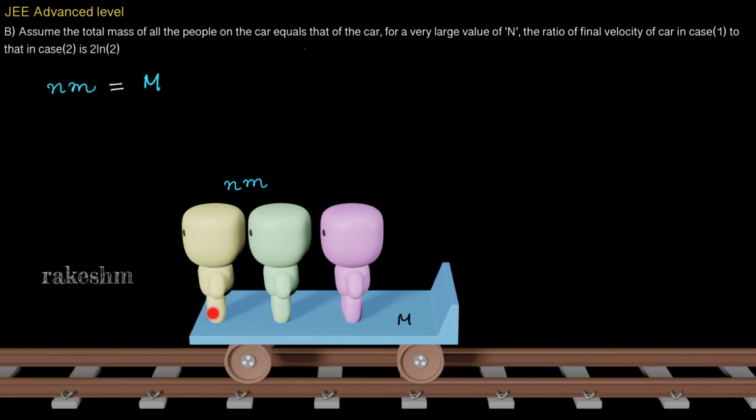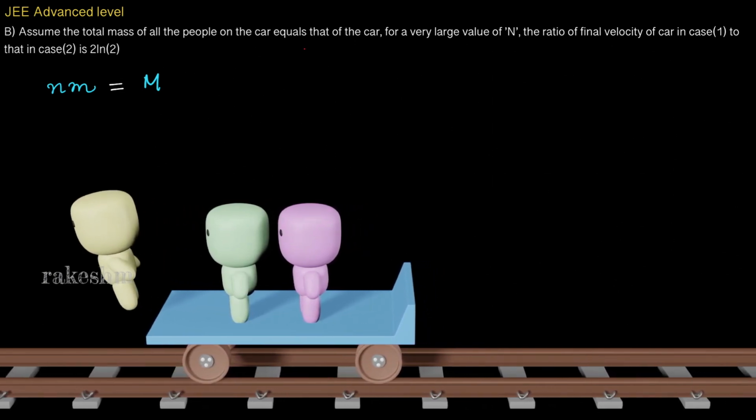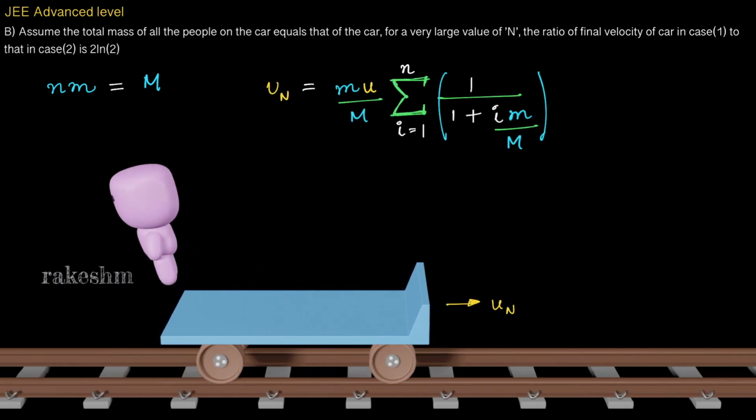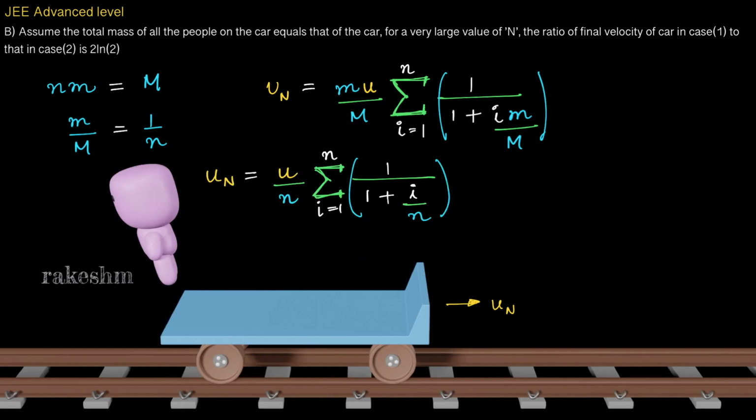Recalling, in case 1, the people jump one after the other. While solving for the first option, we had got the final velocity of the cart. This expression we had got. From here, we'll substitute small m by capital M equals 1 by n. So we'll substitute this in this equation. In this step, we have written m by capital M as 1 by n. Here I have written capital N and here I am writing small n. So please don't get confused. It is the same thing.